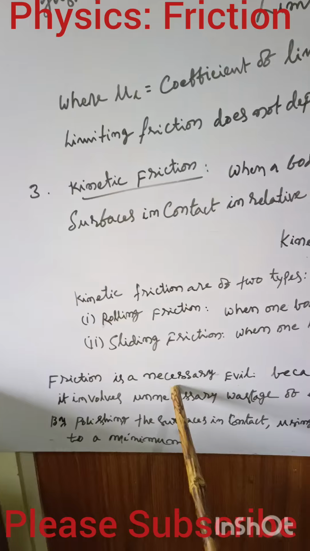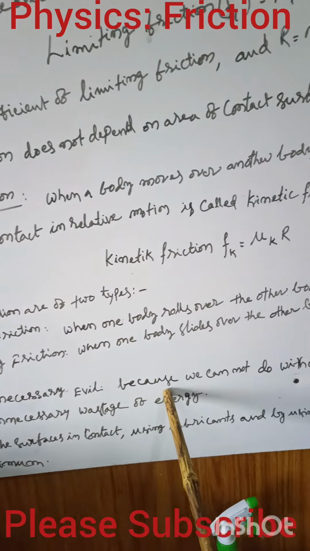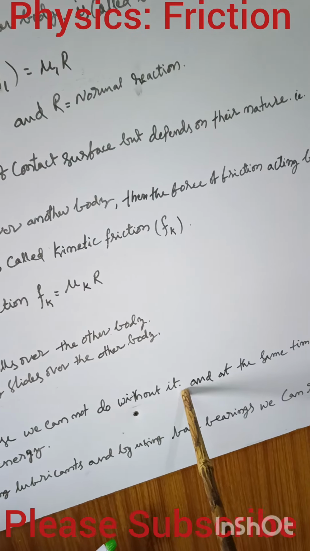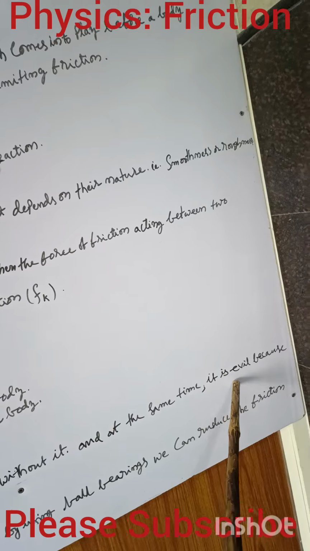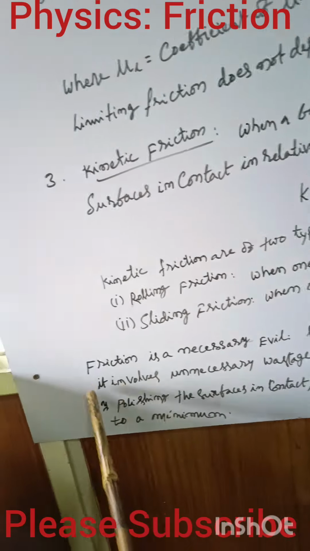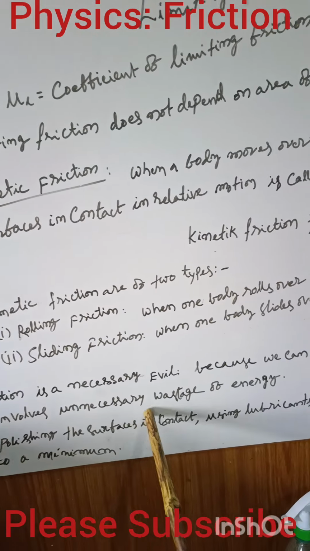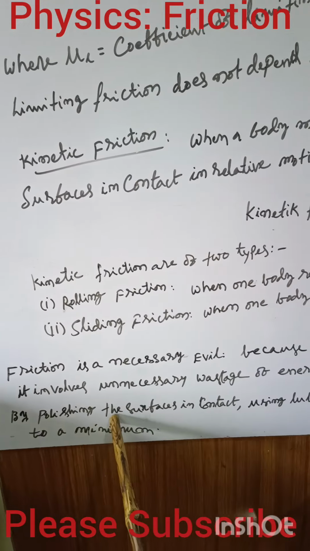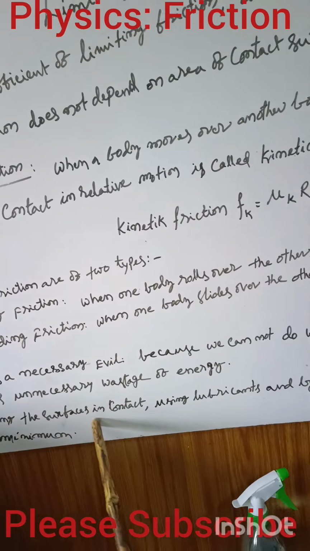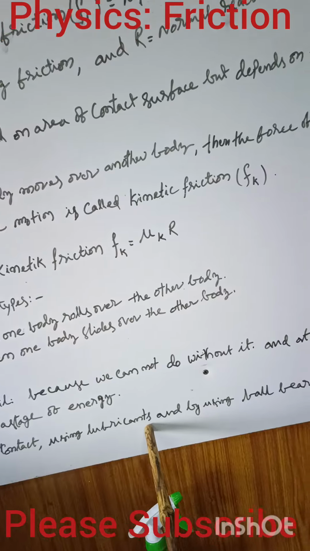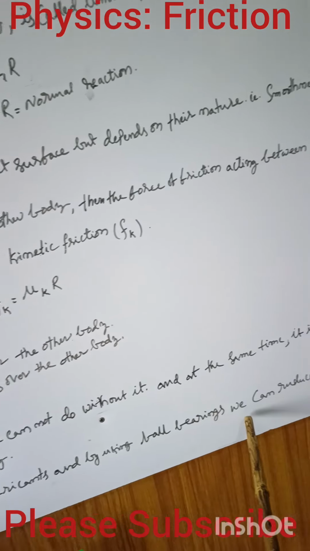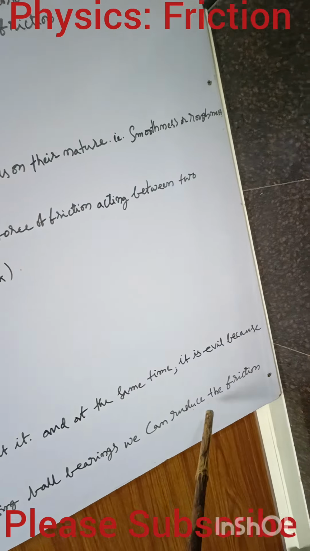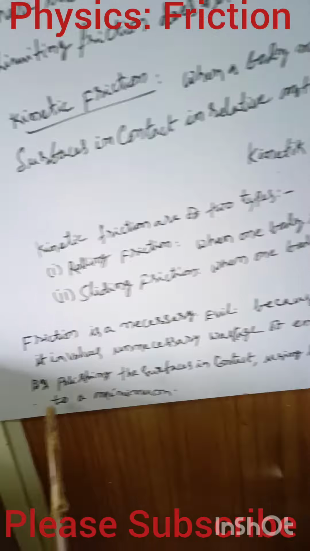Then, friction is a necessary evil, because we cannot do without it, and at the same time it is an evil because it involves unnecessary wastage of energy. By polishing the surfaces in contact, using lubricants, and by using ball bearings, we can reduce the friction to a minimum.